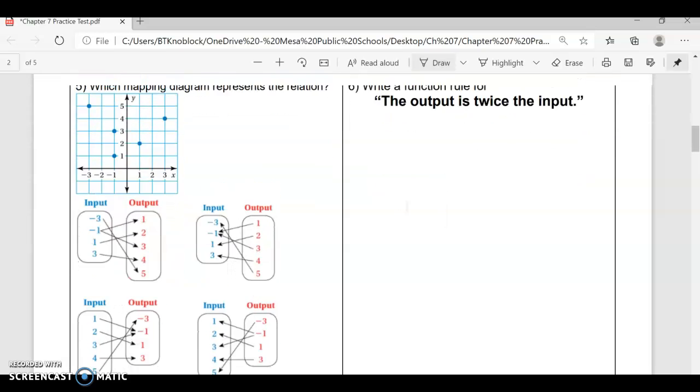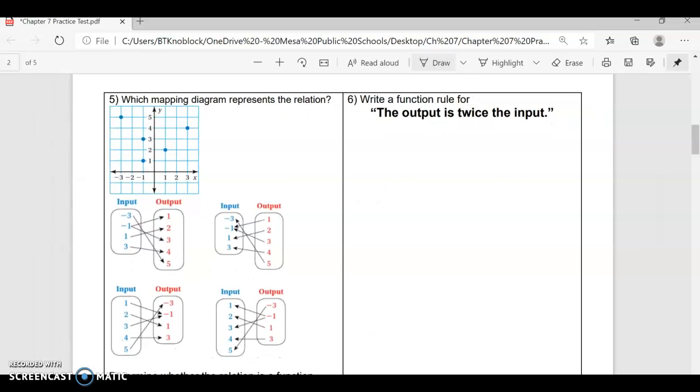All right. Number 5 says, which mapping diagram represents the relation? So we have to see which of those matches the graph. So -3 is at the 5. So we're looking for -3 to 5. Good. This one we can get rid of because our input output arrow is going the wrong way. Same with this one. So this one right here doesn't even have -3 for an input. So I can tell you right away this is going to be my answer. Each one of these is right here on the graph.